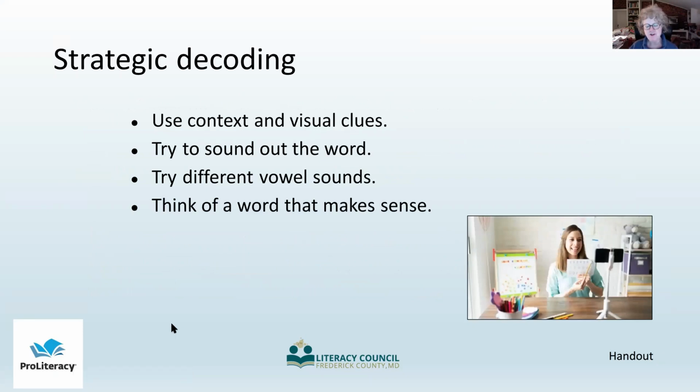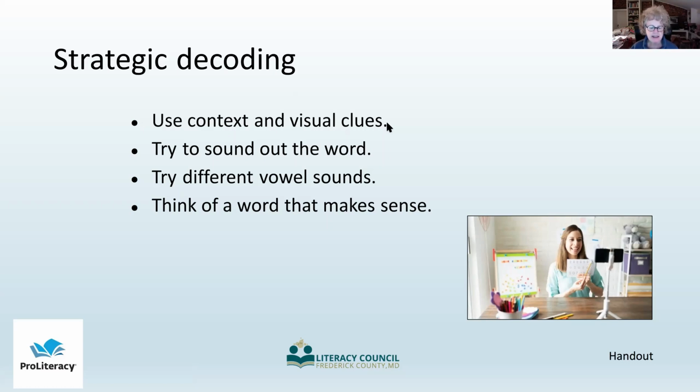So, strategic decoding. This is just a sort of summary of all the things that we've been looking at and the order in which a student, any reader, might be using them in order to figure out a word that person doesn't know. The first thing we're all likely to do if we run into a word we don't know is to use the context and maybe some visual clues, like whether it's got a lot of tall letters or a lot of vowels in a row or whatever, to guess what the word is.